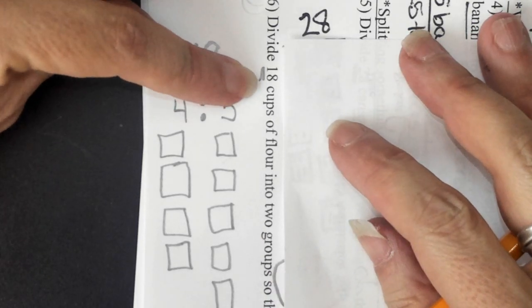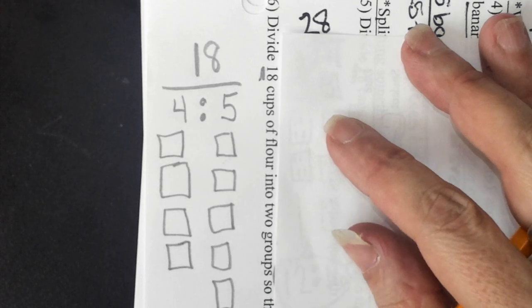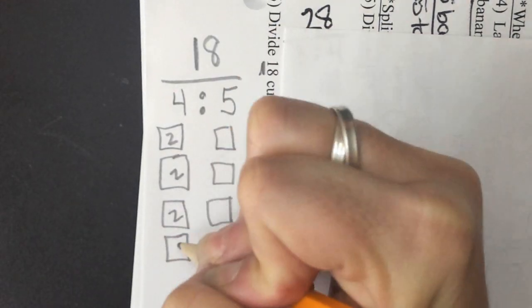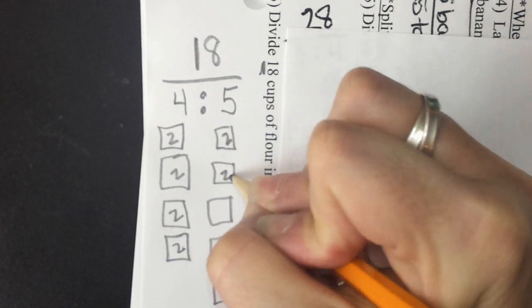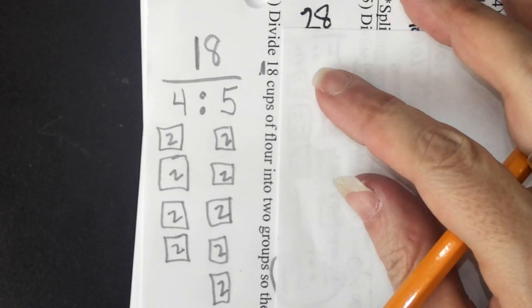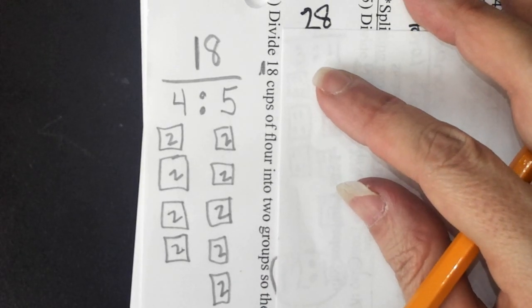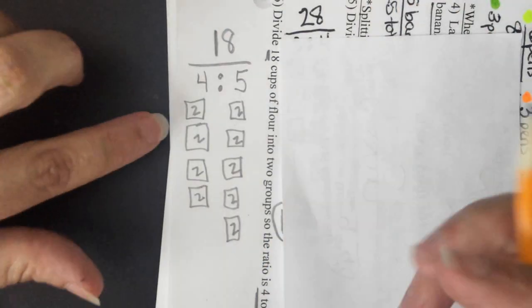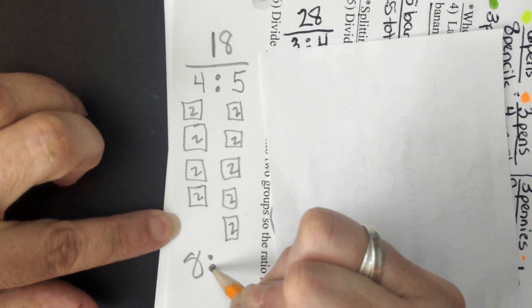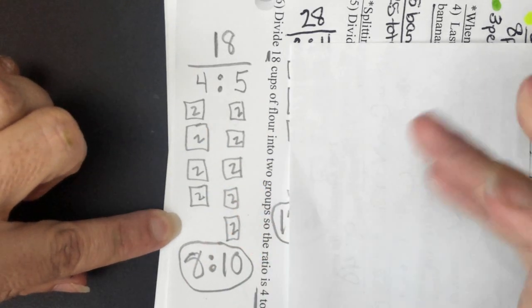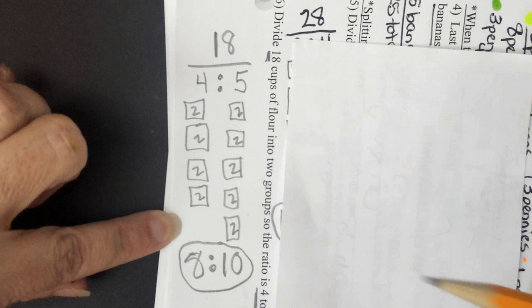Okay, so we got 18 cups. So right now I got 9 boxes. What do you think goes in each box? 2. So let's see. 2, 4, 6, 8, 10, 12, 14, 16, 18. Now, here's the problem. It's none of those numbers I just said. Add them up. Because the real answer is 8 to 10, 8 cups of flour to 10 cups of flour.